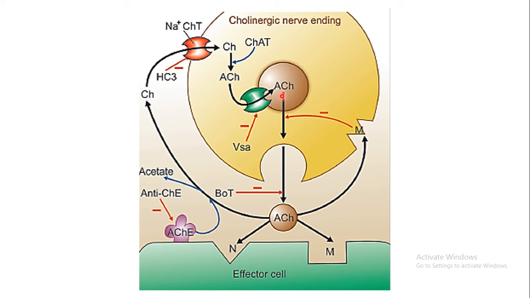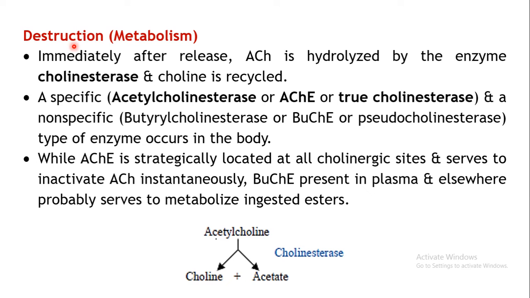So these are the two types of toxins, one which is directly inhibiting the release, and the second one which is causing the release so that the stores are depleted. Then coming to the next part, that is the destruction or the metabolism of ACH.